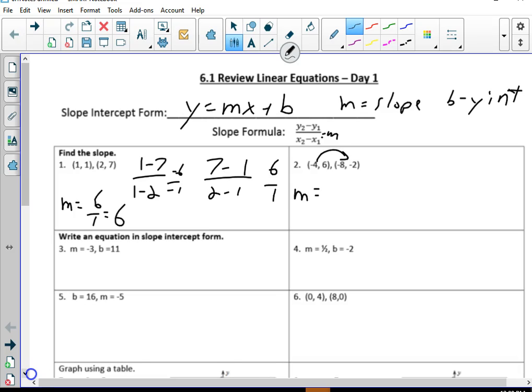Now, I do suggest maybe you underline or circle or draw an arrow to remind yourself which direction you're going, where your starting point is. You know, I'm going to start with this one. Whatever, something to remind you and keep you on track.